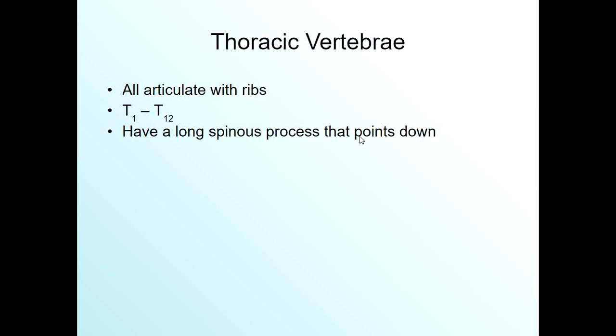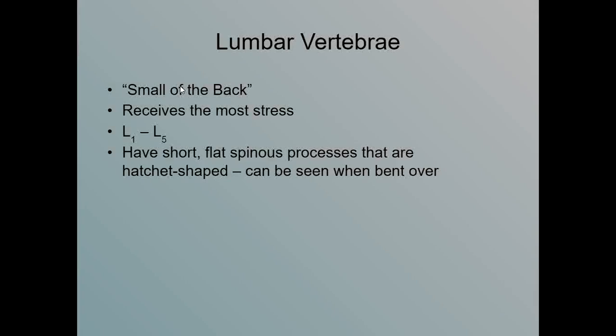The thoracic vertebrae are the next 12, and they're named T1 through T12. T1 at the top, T12 at the bottom of the thoracic section of the vertebrae. All of these have a rib attached to them, and that's what articulate means. And they have a long spinous process that points down on the very back of the vertebrae. So it's on your back, which would be the most posterior side of your body.